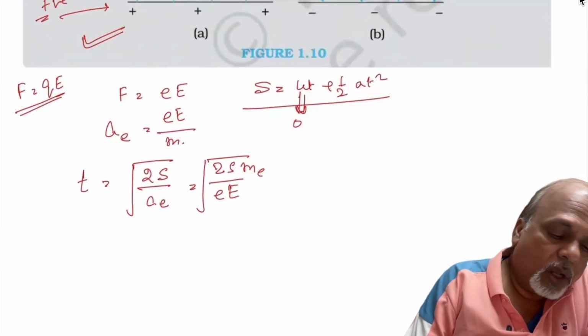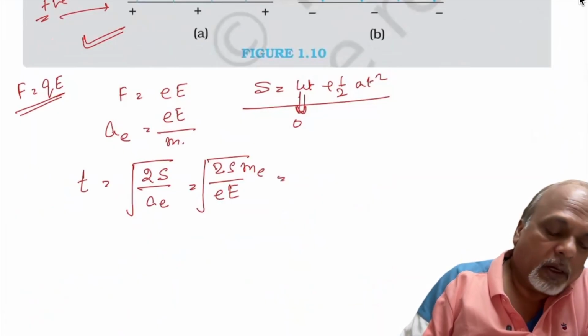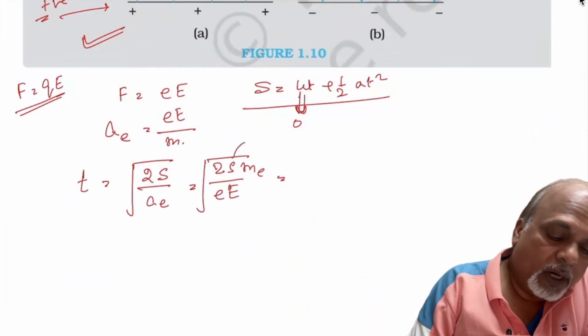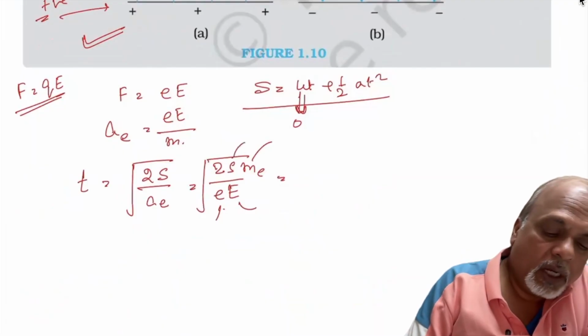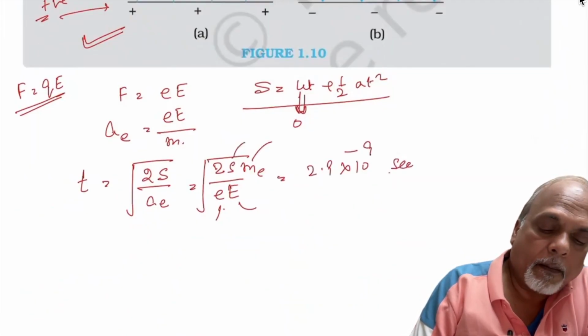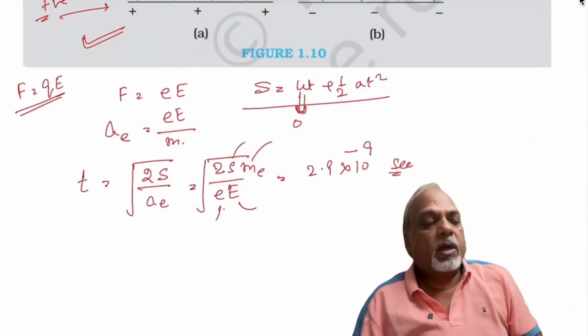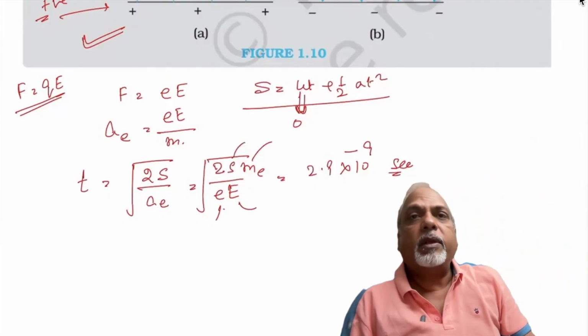If you put all these values, all the values are given, correct? This distance 1.5 centimeter, me, the mass of the electron, the electric field is already given in the question, and the charge on the electron is here. So T, if you put all these values, T will be 2.9 into 10 raised to minus 9 second. This much time the electron will take to move this distance of 1.5 centimeter.